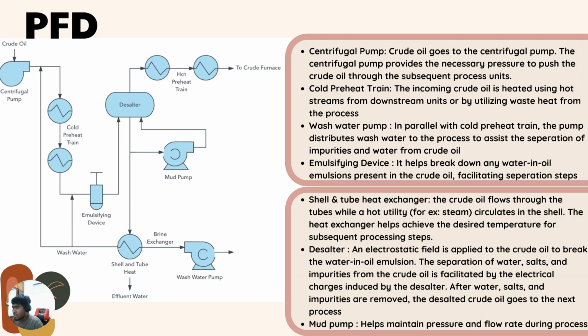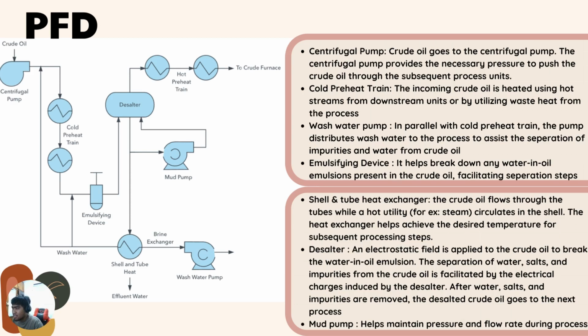And then we have the emulsifying device. After the preheated oil and wash water are mixed, it will go to the emulsifying device. It helps break down any water in oil emulsions present in the crude oil, facilitating separation steps. And then we have the shell and tube heat exchanger. The crude oil flows through the tubes while a hot utility, for example steam, circulates in the shell. The heat exchanger helps achieve the desired temperature for subsequent process steps.